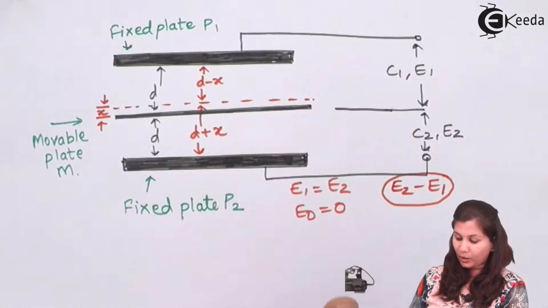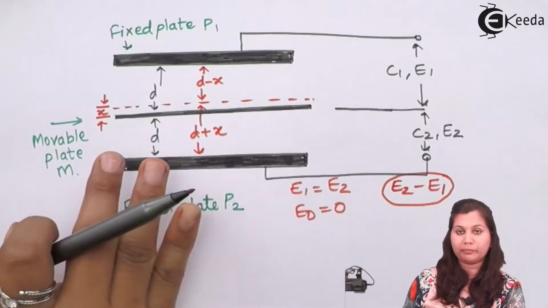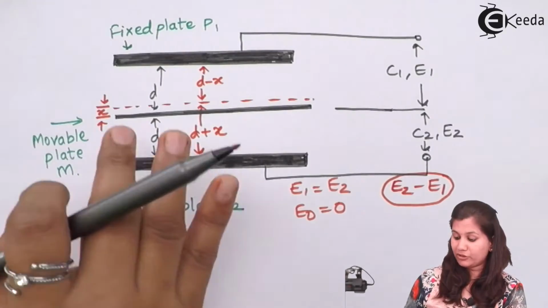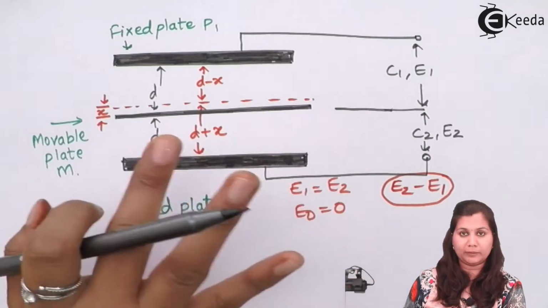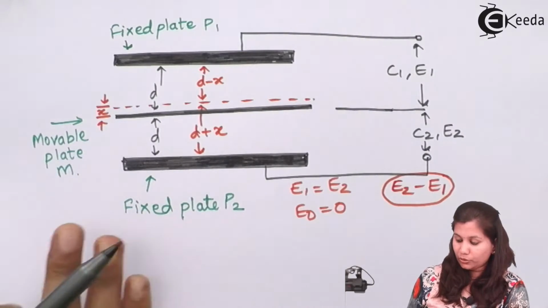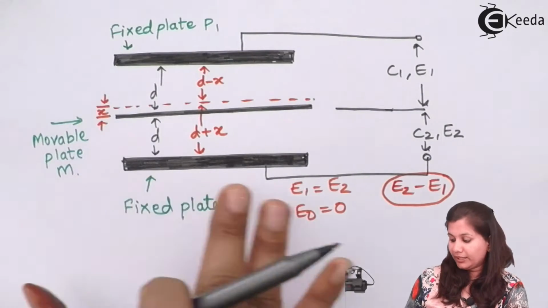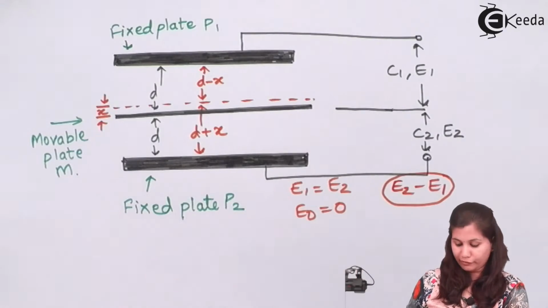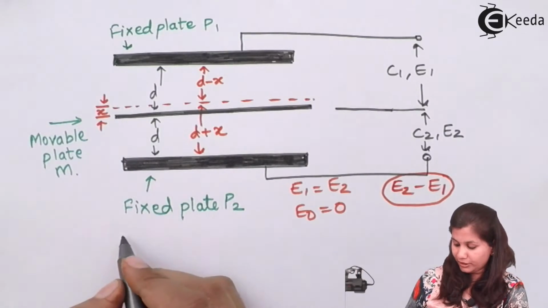So let's see how this output voltage is used for the measurement of displacement by changing the distance between the plates in this type of arrangement. From this arrangement, we get an output voltage which is a difference. That is why it is called a differential arrangement.